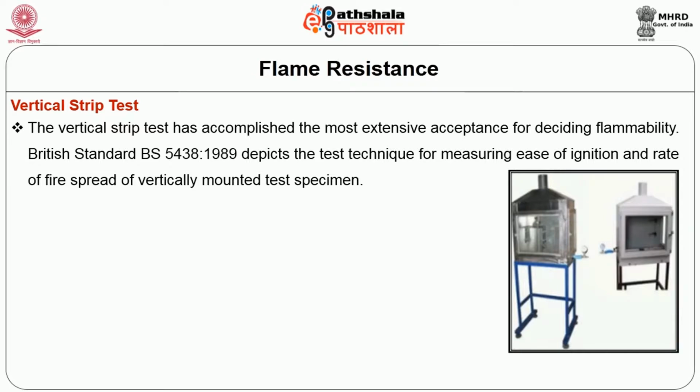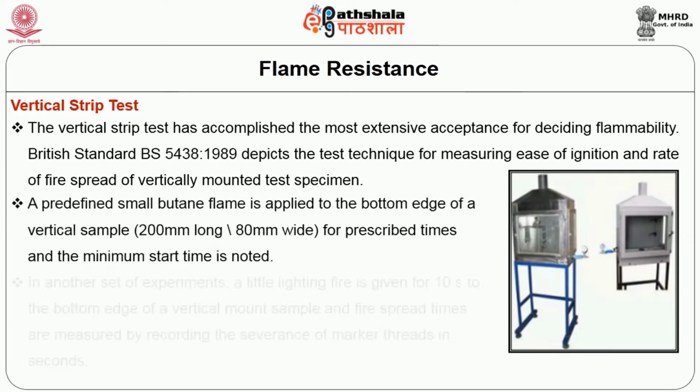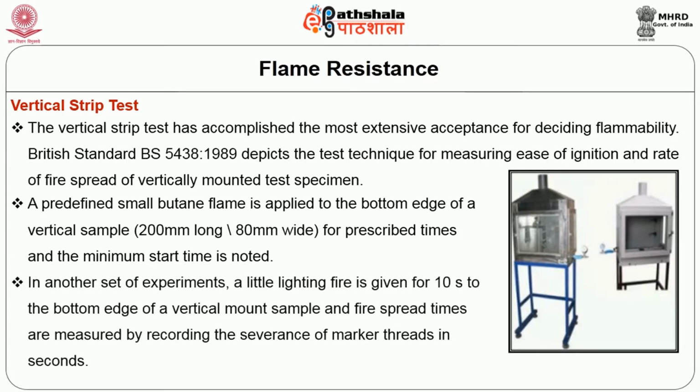It depicts the test technique for measuring ease of ignition and rate of fire spread of vertically mounted test specimens. A predefined small butane flame is applied to the bottom edge of a vertical woven sample, which has dimensions of 200 mm long and 80 mm wide, for prescribed times, and the minimum start time is noted. This test gives the fire resistance of the woven fabric samples. The flame is applied for 10 seconds to the bottom edge of a vertically mounted sample, and the fire spread times are measured by recording the severance of the marker threads in seconds.